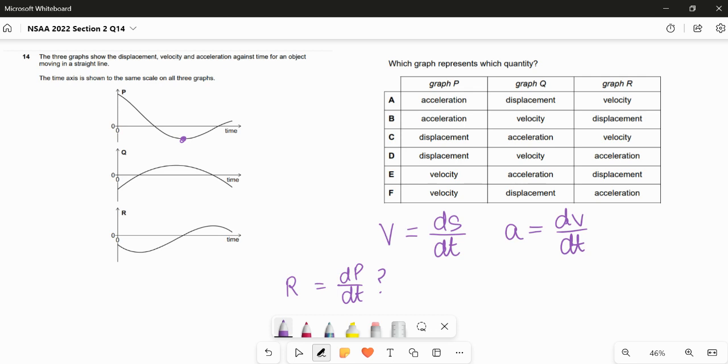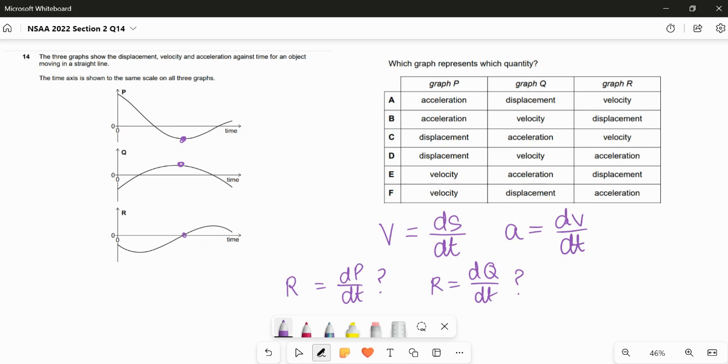Okay, now let's look at Q. Q would also have a derivative of 0 around here. And so it could also match up there. That's strange. So R could also be maybe dq by dt, just going off this so far.